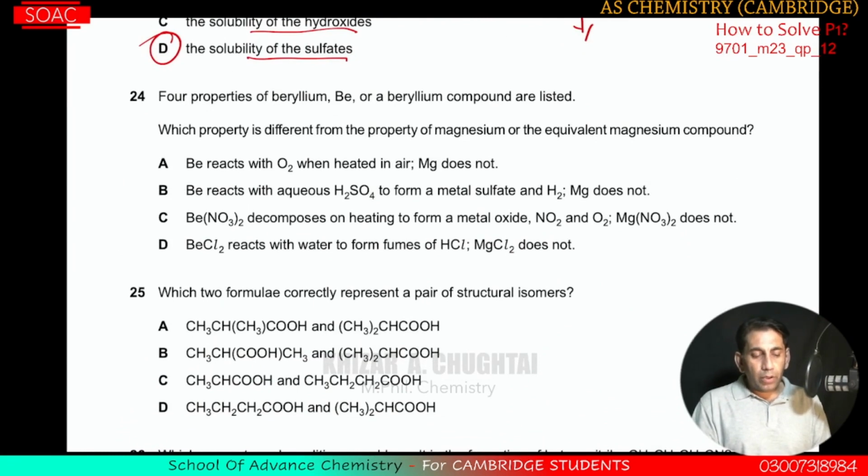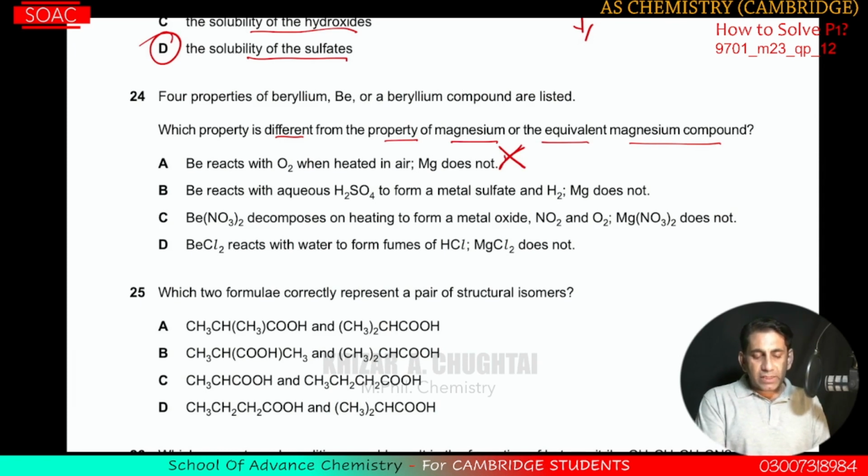Question number 24. Four properties of beryllium or a beryllium compound are listed over here. Which property is different from the property of magnesium or the equivalent magnesium compound? Option A, beryllium reacts with oxygen when heated in air, magnesium does not. No, magnesium also reacts with oxygen to make magnesium oxide. So option A is incorrect.